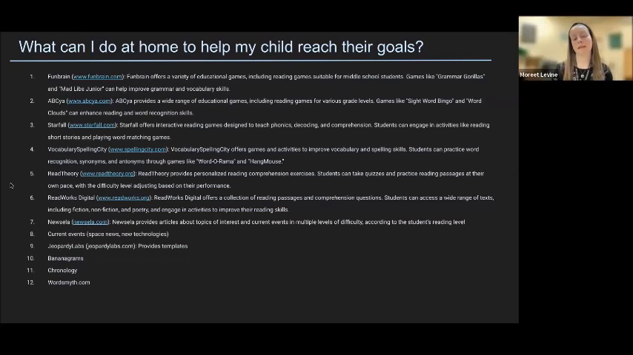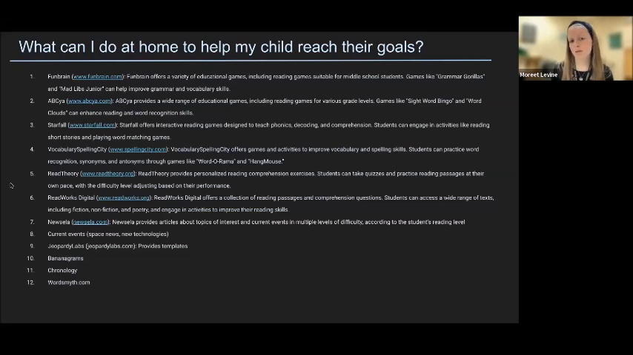And I also use the game Bananagrams a lot with them. For those who are familiar, it has letter tiles that we use in all different ways to target goals, spelling, vocabulary. And it's a fun, competitive way to do that. You can use Scrabble pieces for it also.